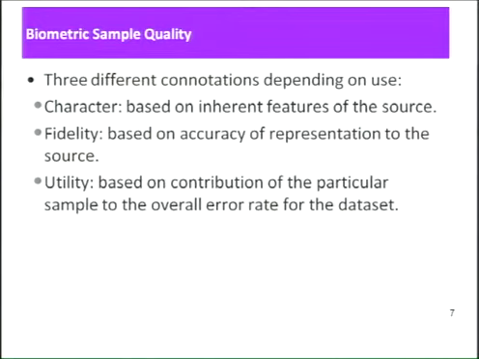Another issue that comes up when you talk about biometrics in the applied domain is sample quality. And what is quality? There are three different connotations. The first connotation is character. This is where quality is defined based on how well the source actually provides a sample. Say in terms of your finger, if your finger is scarred, it is said to have poor character because it cannot give a representative sample of a proper fingerprint.